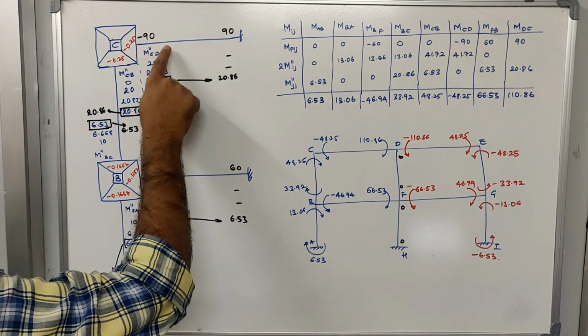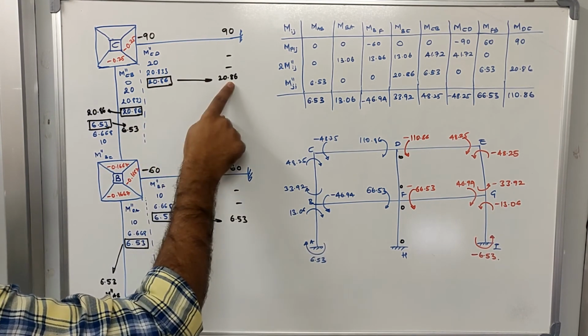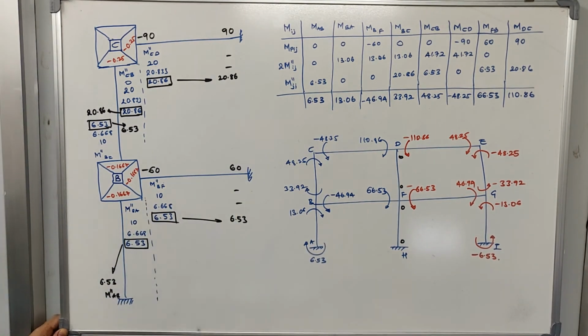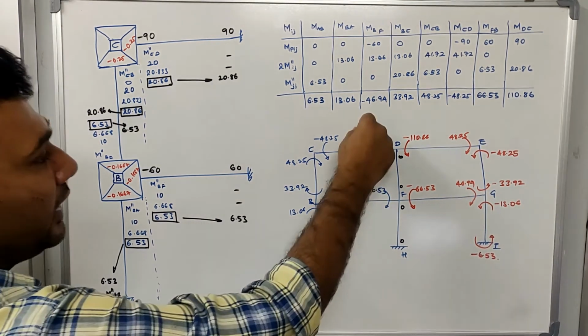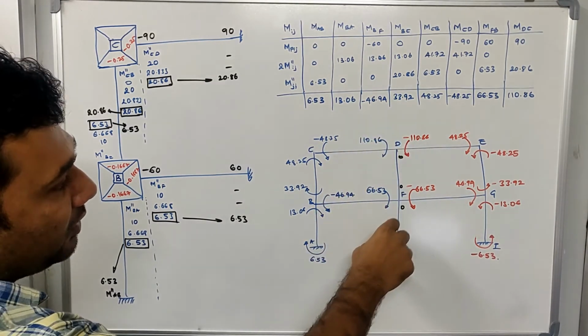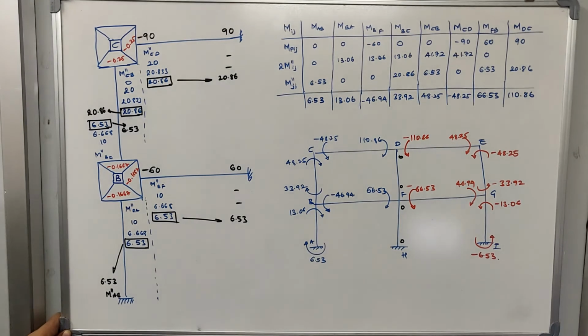Now going to CD and DC, whatever rotation moment you calculated at CD should be transferred to this side, which is 20.86. Now remember this, what is the difference between the previous problem and this problem? In the previous problem I had cut the section at the center of the beam. Here I am not cutting at the center of the beam, I am taking out the entire beam itself. So that's why two changes happened.